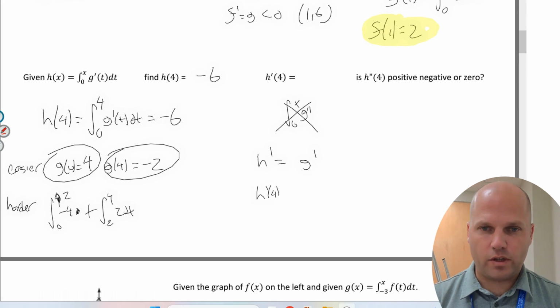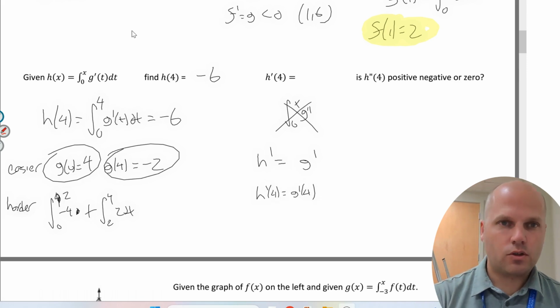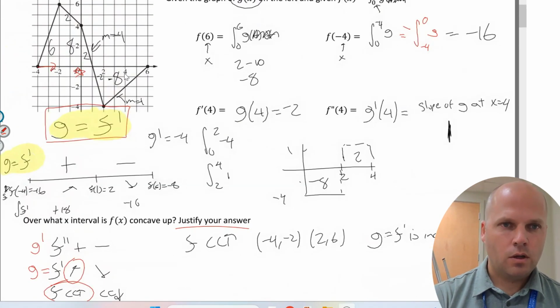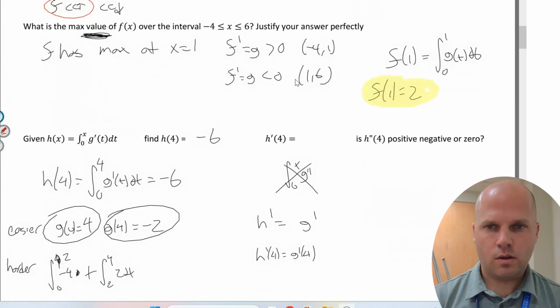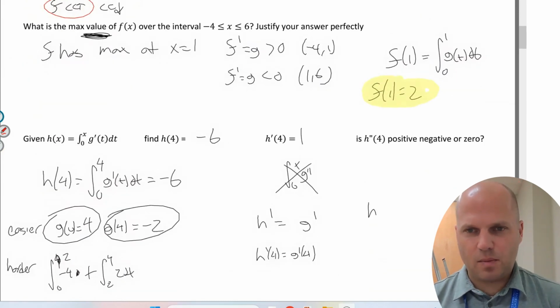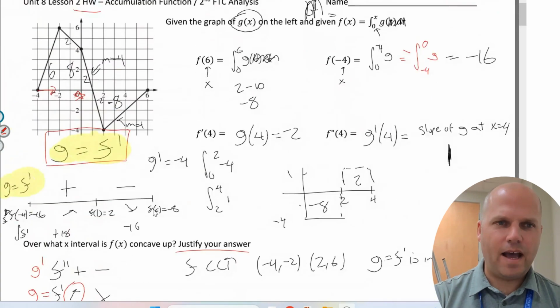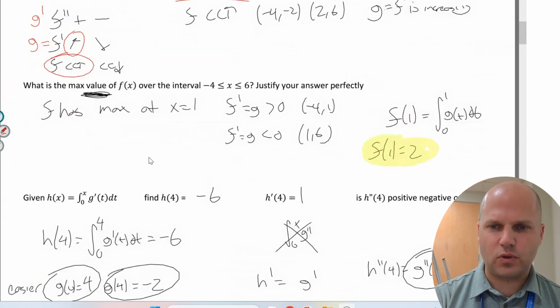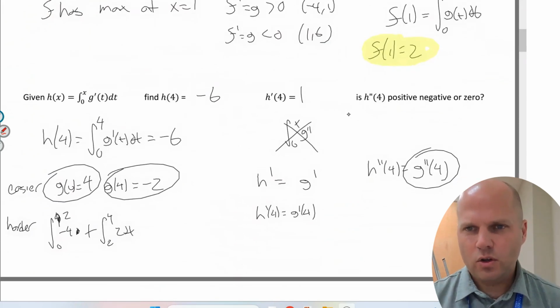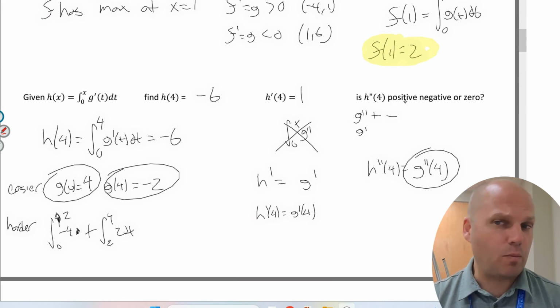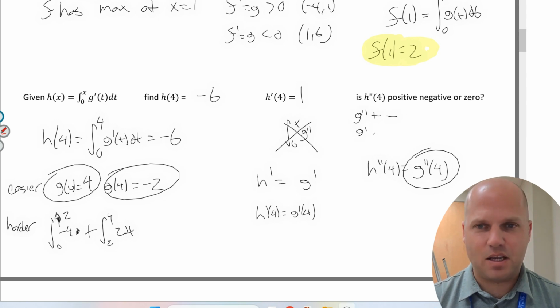So h prime of 4 equals g prime of 4. The slope of g at 4 we found was 1. That means h double prime of 4 equals g double prime of 4. g double prime would be the slopes of the slopes. How can I figure that out? I have g. How can I look at the slopes of the slopes? Well, this is where we might have to go to our second derivative analysis, because it's asking for positive, negative, or 0. It's not asking me for the value.